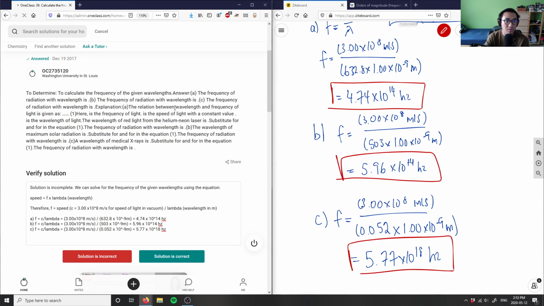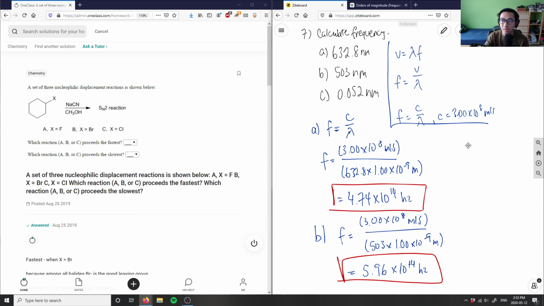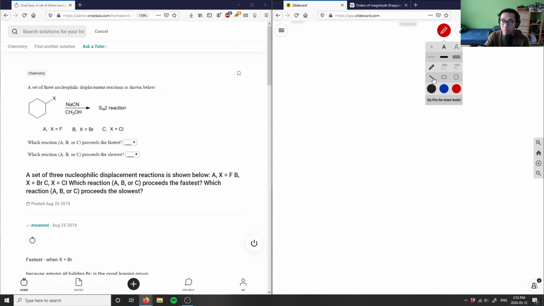Solution is incorrect. And then finally, I'm going to do one last question for the day. I have 7 more minutes. I'm going to see if I can solve this problem here, and we will be finished for today. So this is question number 8. It's asking us, a set of 3 nucleophilic displacement reactions is shown below. Which reaction A, B, C proceeds the fastest? Which one is the slowest?